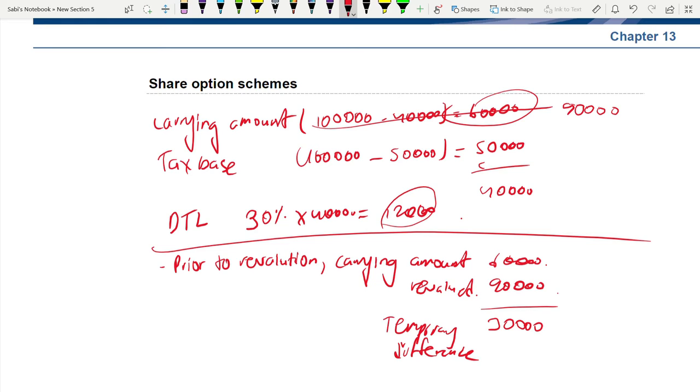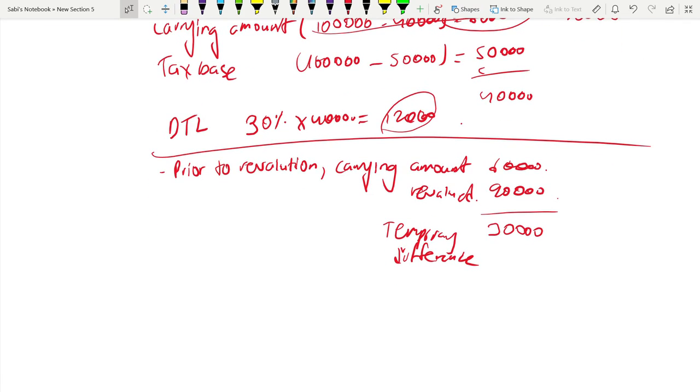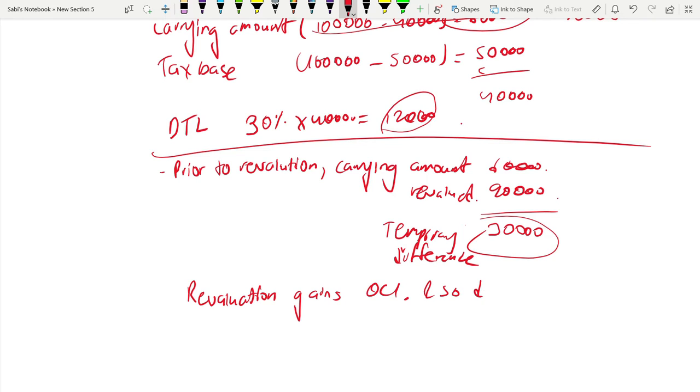Because of revaluation, this temporary difference of 30,000 came, right? Now, where does the revaluation gain go? Remember, all these things I'm telling you, you have to write in words. I'm writing only the important points so that you know. Revaluation gain goes to OCI, other comprehensive income. And so the deferred tax also will go to OCI. So this is what you have to write in that paragraph.